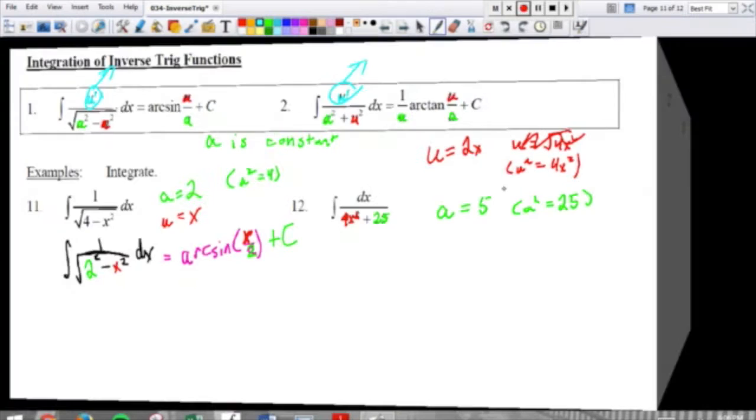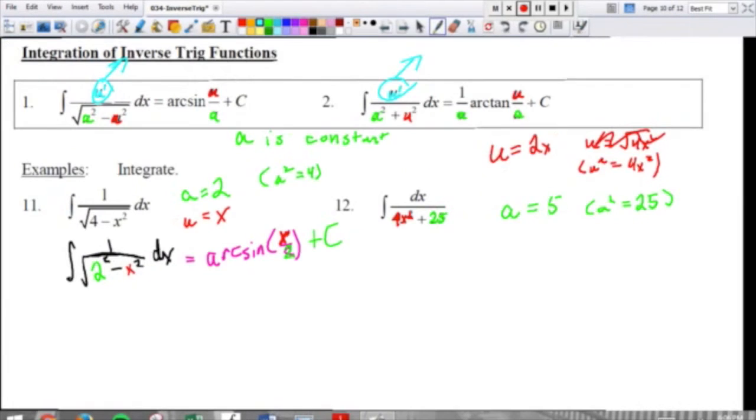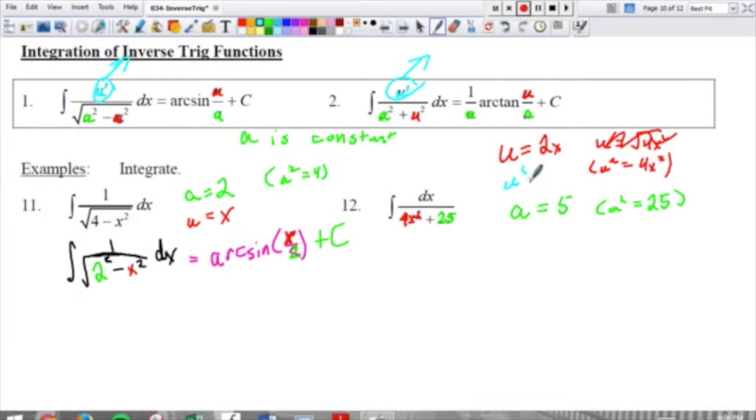But in this example, what's u prime? I'm sorry. U prime would be 2. Uh-oh. Unless you have learned nothing from the course so far, you know that that's okay. I can create a 2 up top by dividing by 2 on the outside, like that. Now this will hook off. That will remain 1/2.